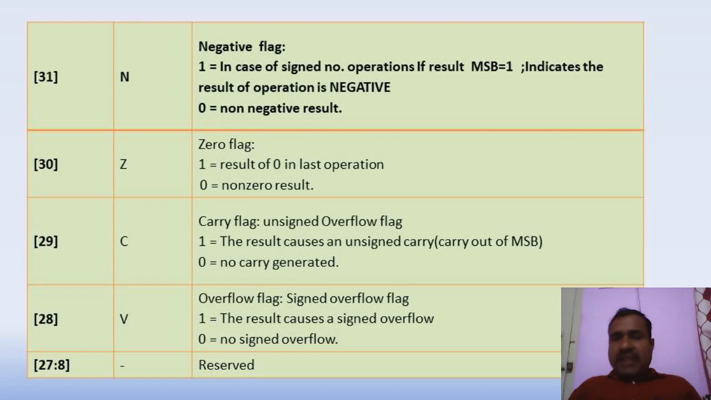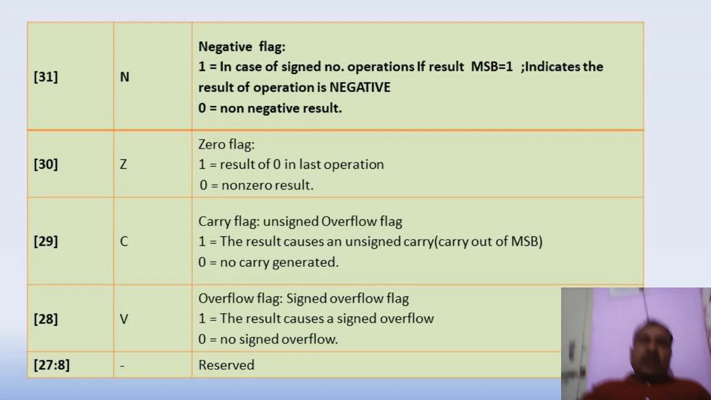Now let us see in detail what these flags are meant for, and what they store. Here, the leftmost column gives the bit number, and the next column gives the bit in the CPSR, that is, the meaning of that particular bit or flag.